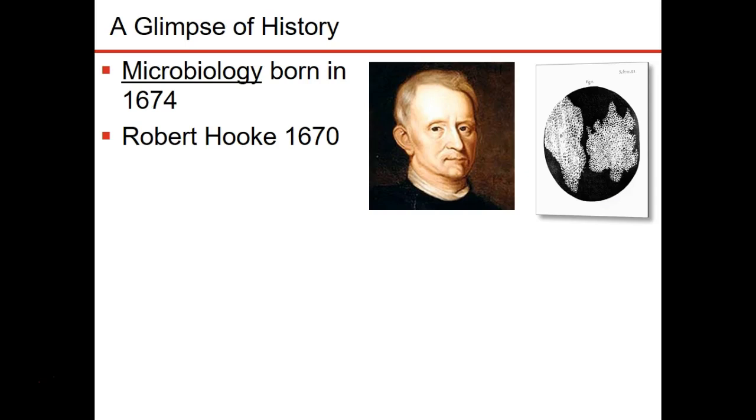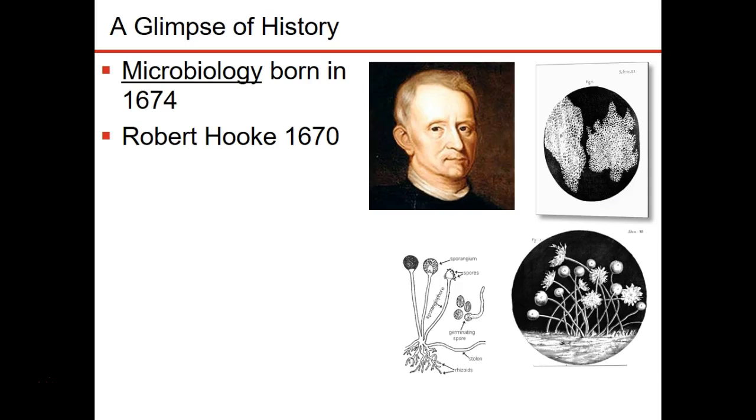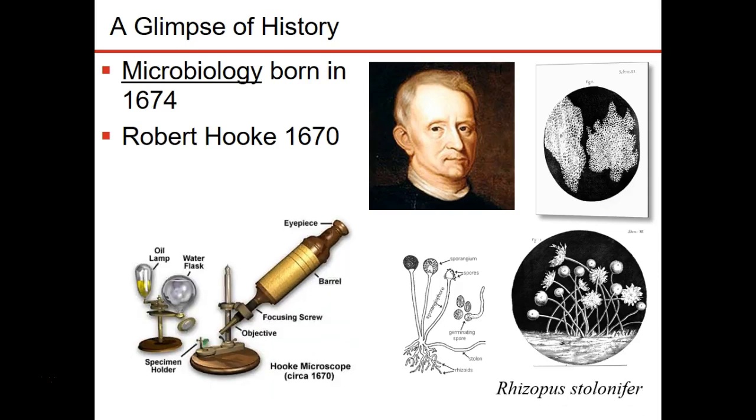So microbiology was born in the 1600s. Robert Hooke was one of the first individuals to produce a microscope. He made a microscope because some wealthy individual, I don't remember who, wanted someone to look at the microscopic world. And so Robert Hooke said, I'll do this, and he came up with a way to observe the microscopic world using a microscope.